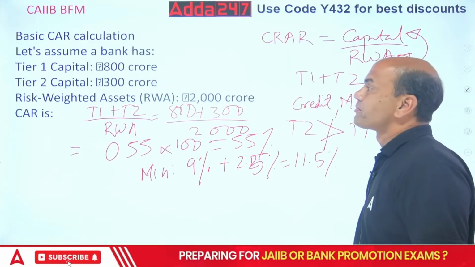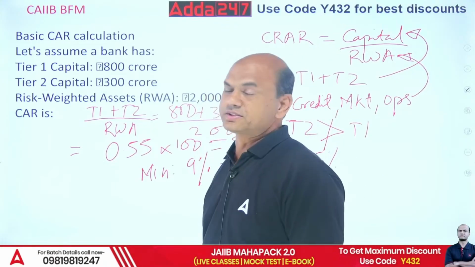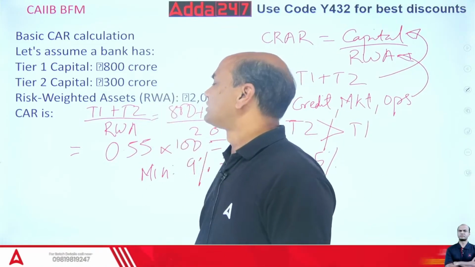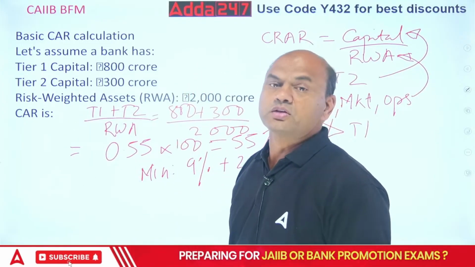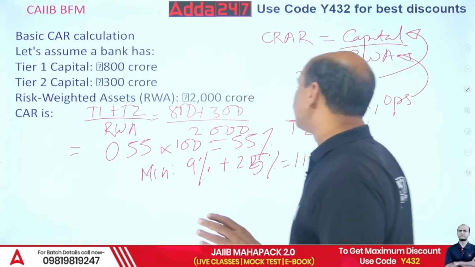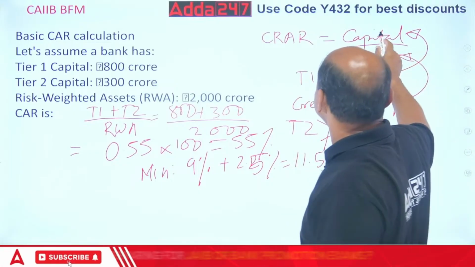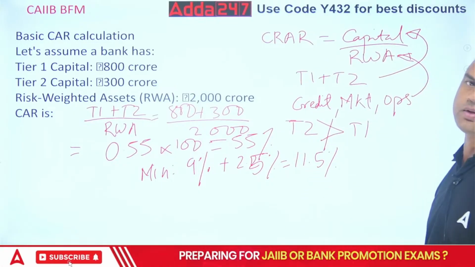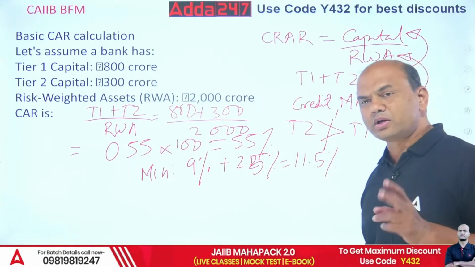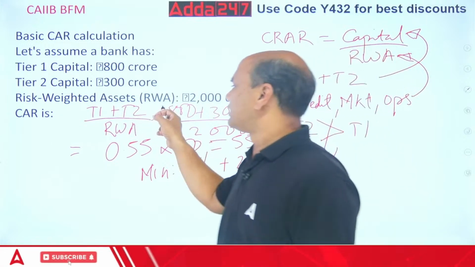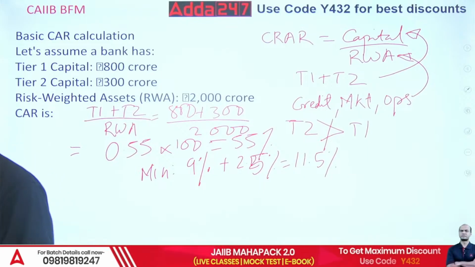So let's start solving this. What is given? CRAR you have to find out. What is the formula for CRAR? The CRAR formula is capital upon RWA. This is the formula for CRAR. Now what is capital? There are two capitals in a bank, Tier 1 and Tier 2.